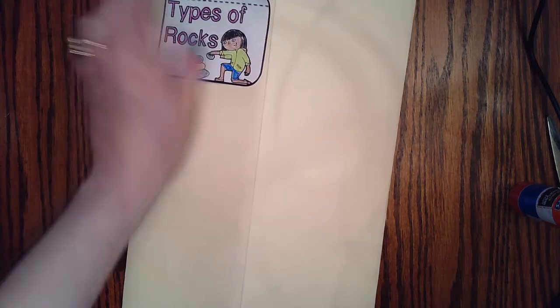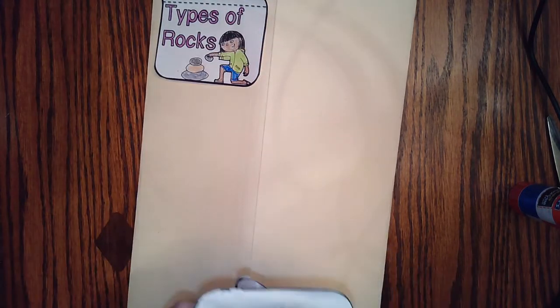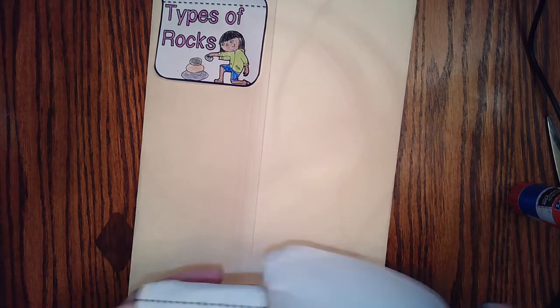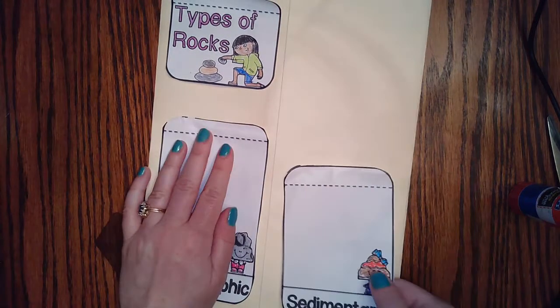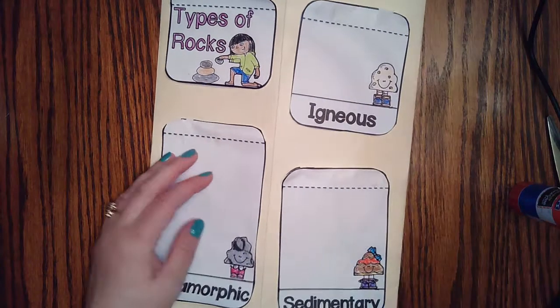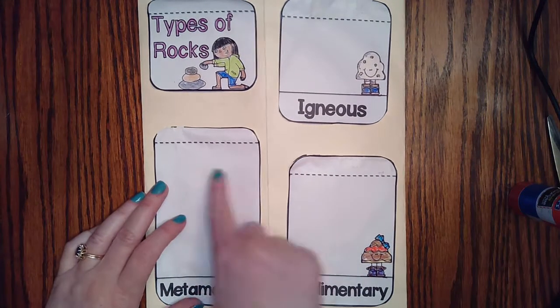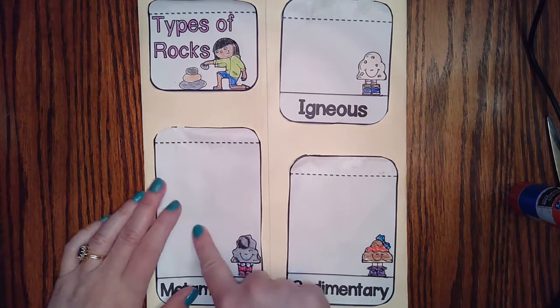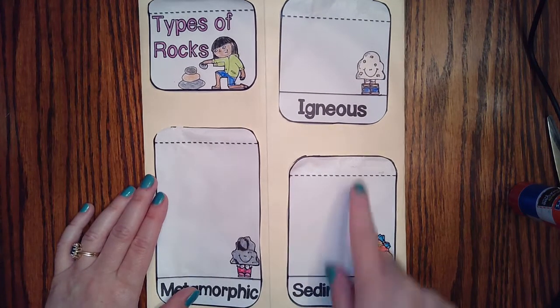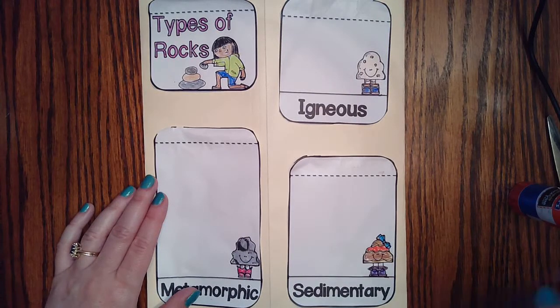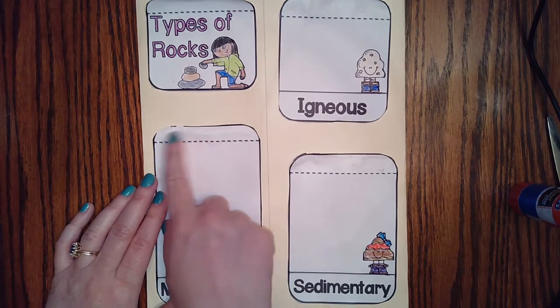So we have this one that says the types of rocks. We're going to learn about this later on this week. Three types of rocks are igneous, metamorphic, and sedimentary. We're going to be doing lots of fun things with those. You see this white space. We're going to be writing things that we learn about each of these kinds of rocks here. So that's why I left it blank. And you see the stripe up here, that's where the glue is going to go.